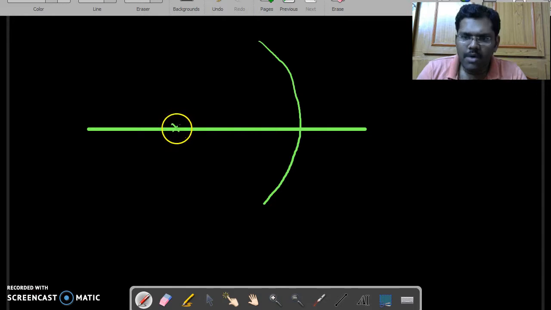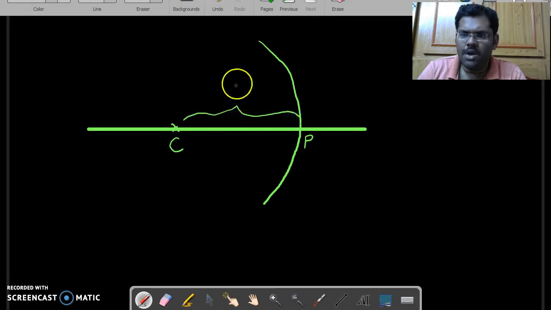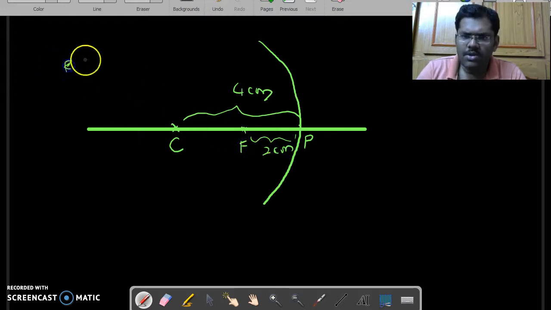Now, the point where you have kept the compass is considered the center of curvature, and the point where the curve intersects the principal axis is considered the pole. If you have taken 4 centimeters, then from the pole to the focus you need to take 2 centimeters. That is considered the focus. Otherwise, if you have taken the radius of curvature as 6 centimeters, you need to take the focus at 3 centimeters.